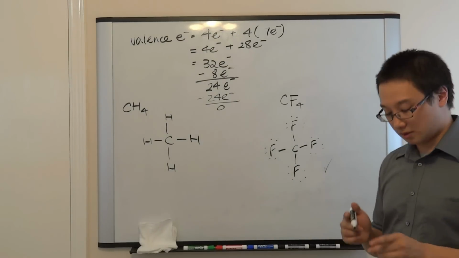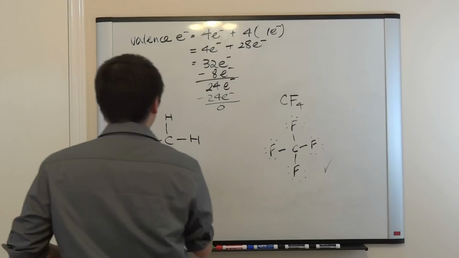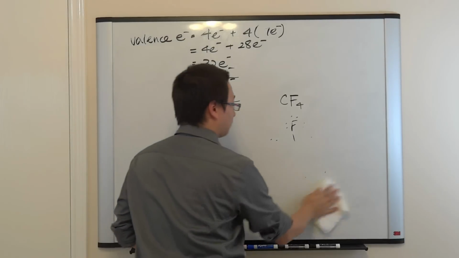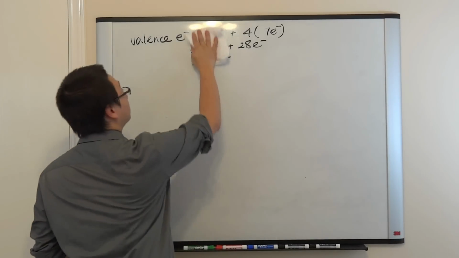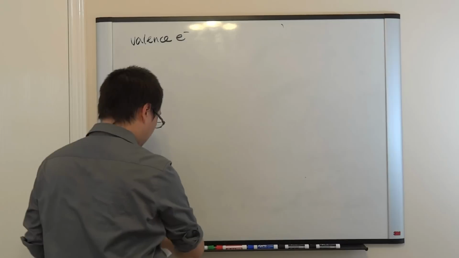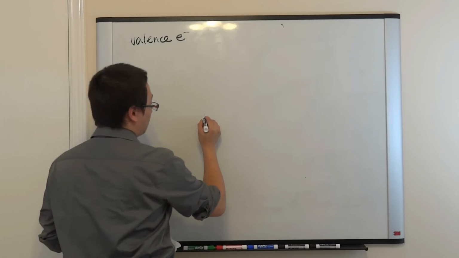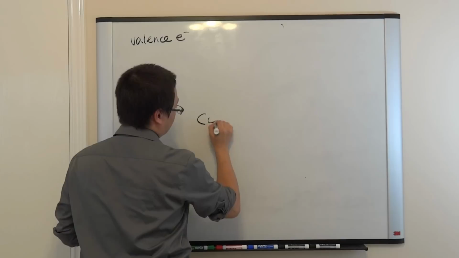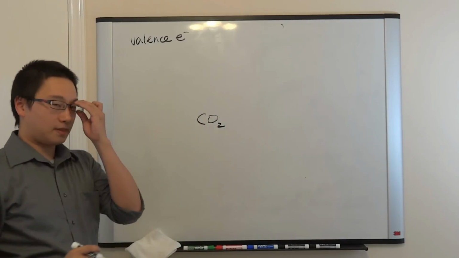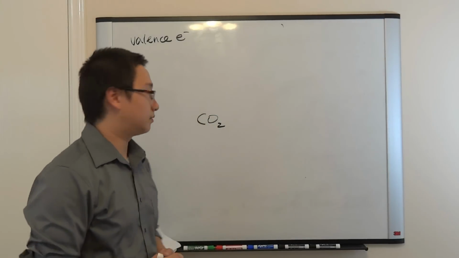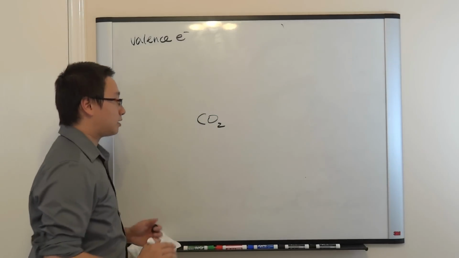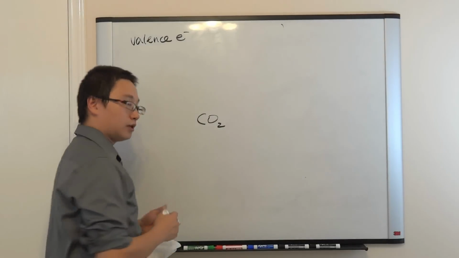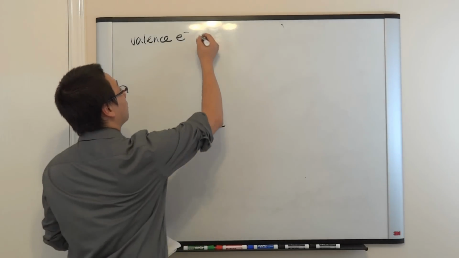Now let's consider another example. Something that's quite common. We hear this molecule all the time. This is CO2. Okay, carbon dioxide. All right, now for carbon dioxide we use the same thing. You can do it along the way. You can do it on paper.